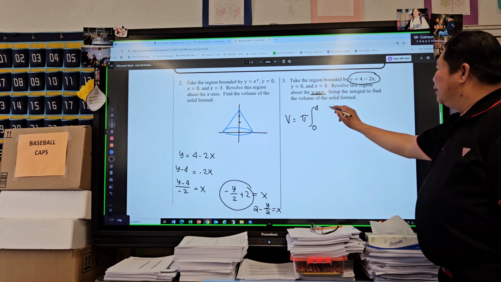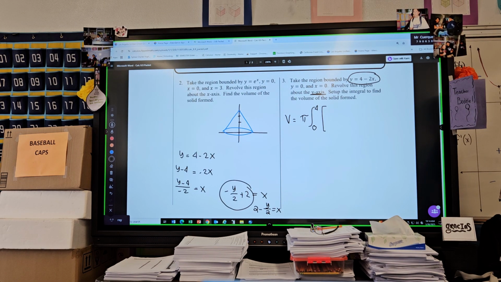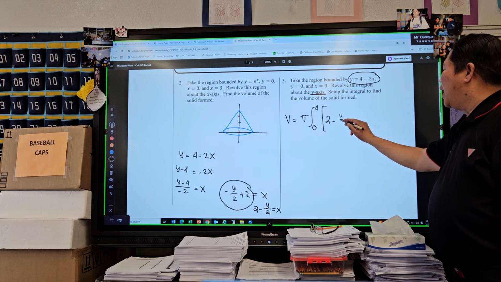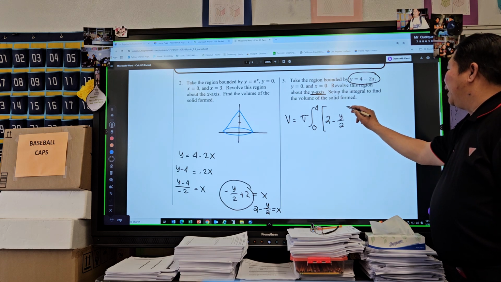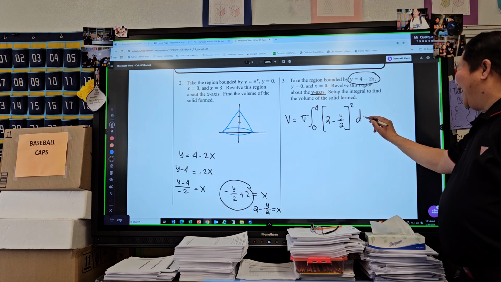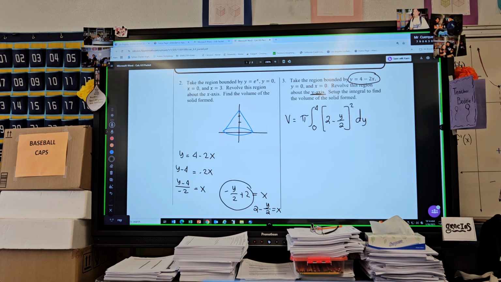And then, what is now the r of x? 2 minus y over 2. The r of x is 2 minus y over 2. Square, and then dy. Okay, very good. Not dx anymore, but dy, because the axis of revolution is the y-axis. Okay?